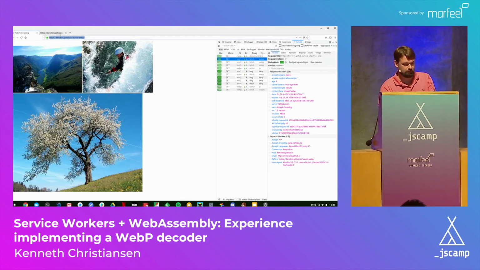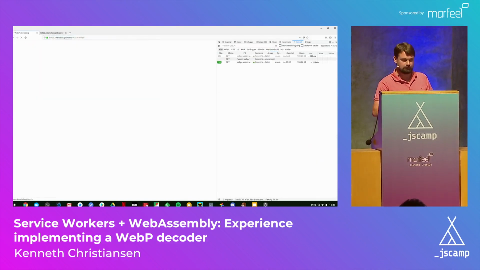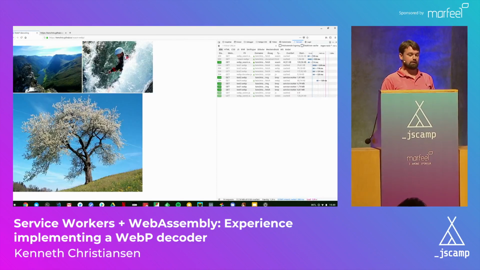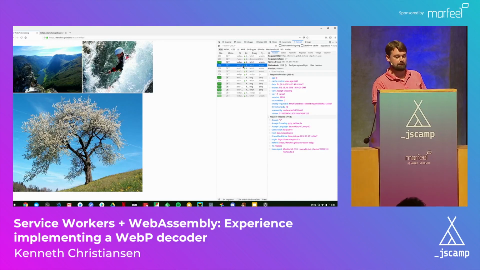And if you don't trust me, we can try reloading it. Let's hope the internet connection is good. Yep, there you go. What you see on the other side is it's actually fetching WebP images.